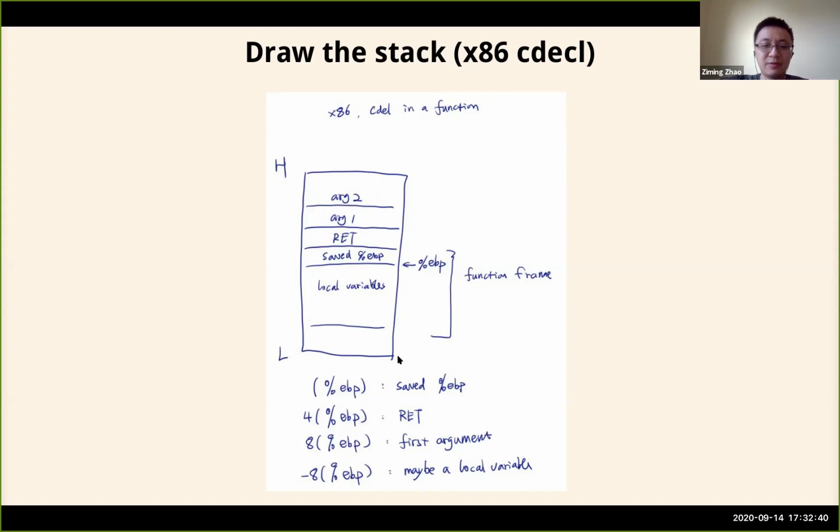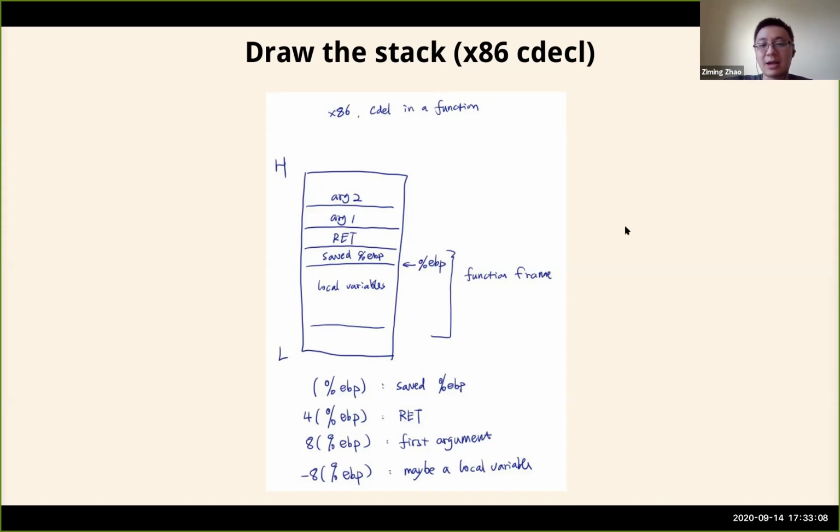For the 32-bit version, we are using EBP, so every unit here is 4 bytes. For the 64-bit version, we're using RBP, so all the elements here are 8 bytes. And also we don't have arguments here anymore. The return address is 8 bytes, the saved RBP is also 8 bytes. So that's the main difference between the 32-bit version and the 64-bit version.